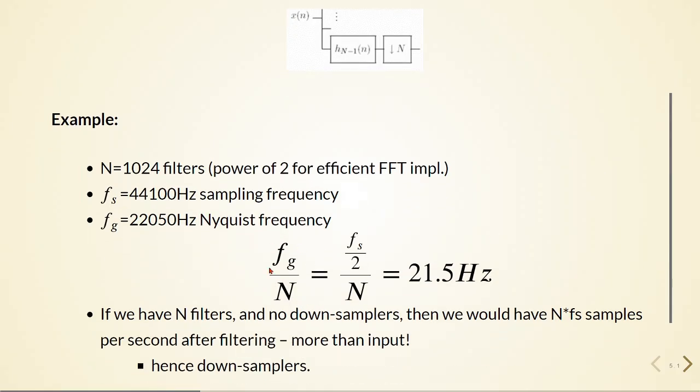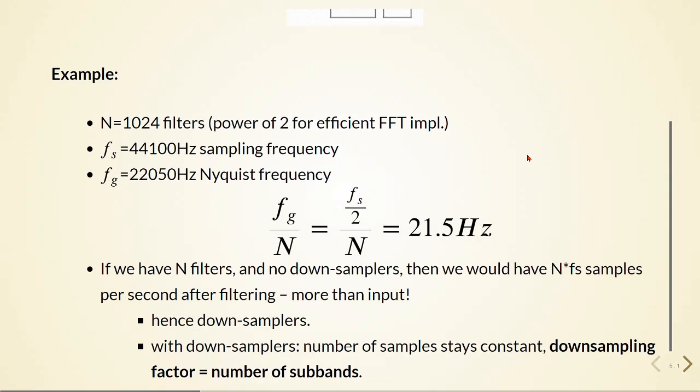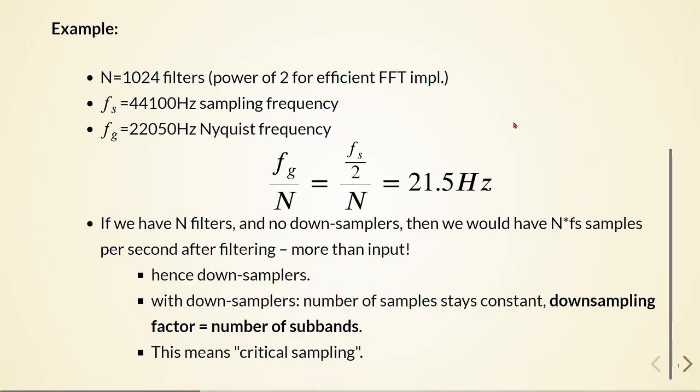kilohertz, and then we take the Nyquist frequency divided by capital N, the number of filters. The Nyquist frequency is the sampling frequency divided by 2, so we have the sampling frequency divided by 2 divided by capital N, and we'll have a result of 21.5 hertz. If we have N filters and no downsamplers, then we would have capital N times Fs samples per second after filtering, and this is more than the input. Hence we use downsamplers.